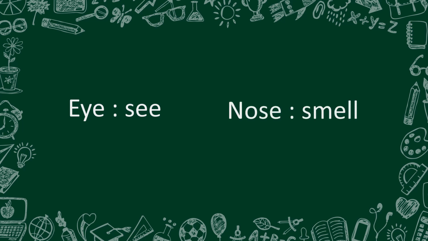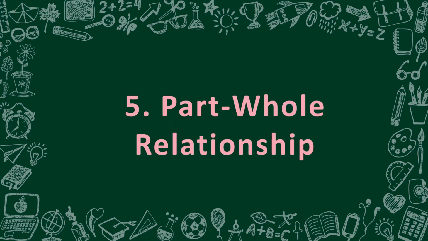Example: eye is to see, as nose is to smell. We use our eyes to see. We use our nose to smell. These pairs of words are examples of object-purpose function relationship. The fifth type of analogy is part-whole relationship.